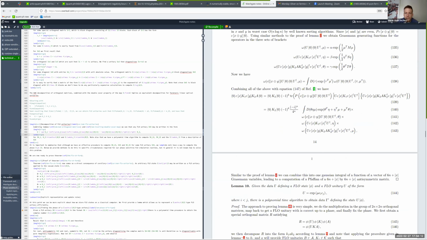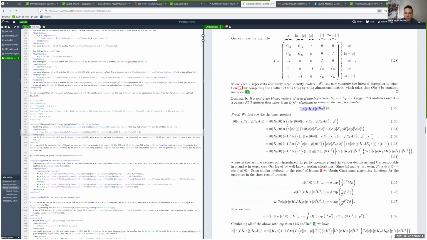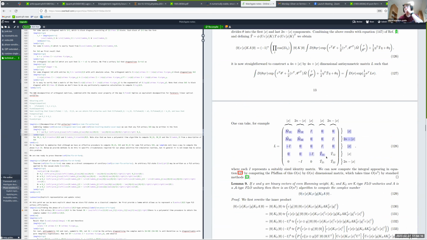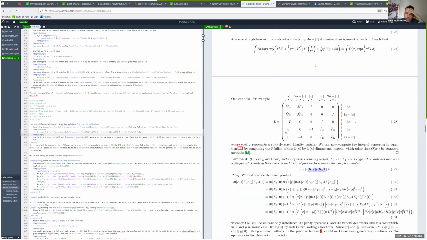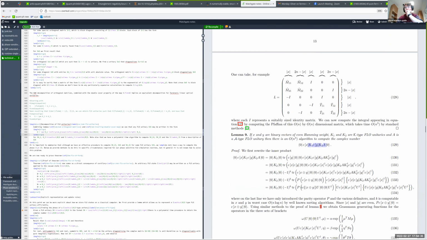I don't think I have it written here explicitly, but essentially what you have to do is compute something like a Pfaffian of a matrix that looks like this. You just mess around with these operators here until you end up with something which you can prove is the Pfaffian of something. It's essentially given here, but it's also interesting.